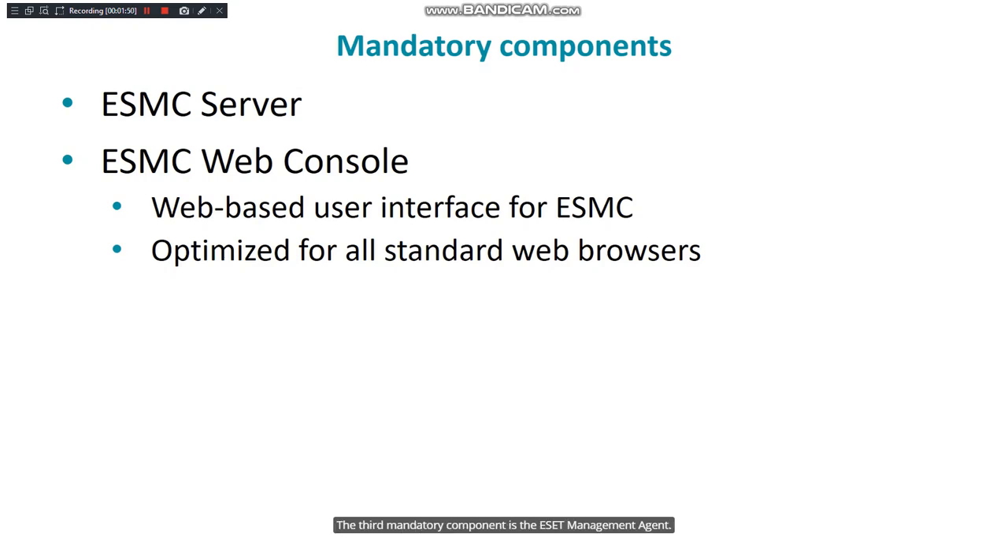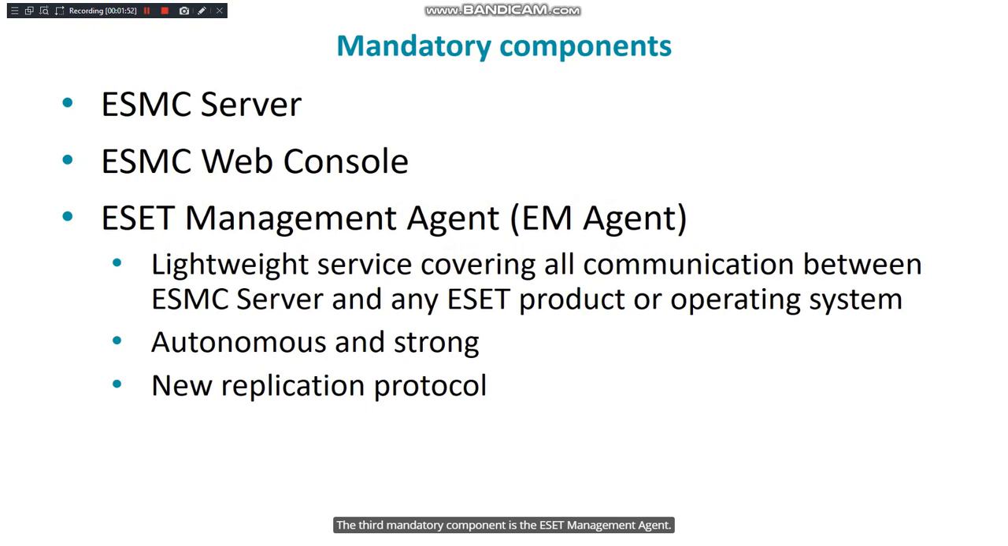The third mandatory component is the Asset Management Agent. The name of the component has changed since the previous version, when it was called ERA Agent, but the agent component still serves the same purpose. It is a simple, highly modular and lightweight service covering all communication between ESMC server and asset product or operating system. EM Agent is autonomous and strong when it comes to dealing with various scenarios on the client computer.